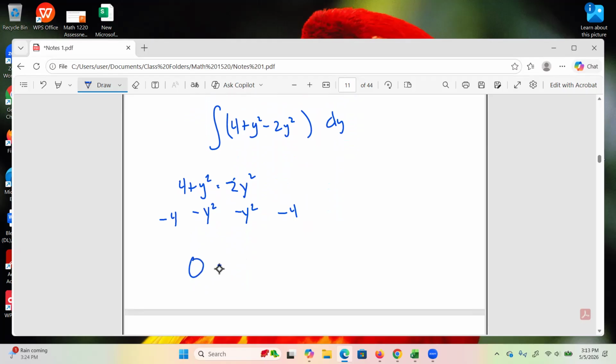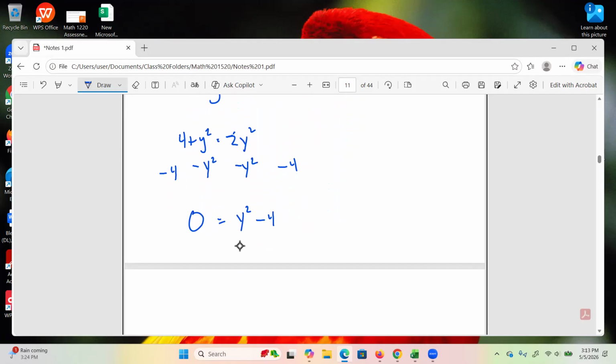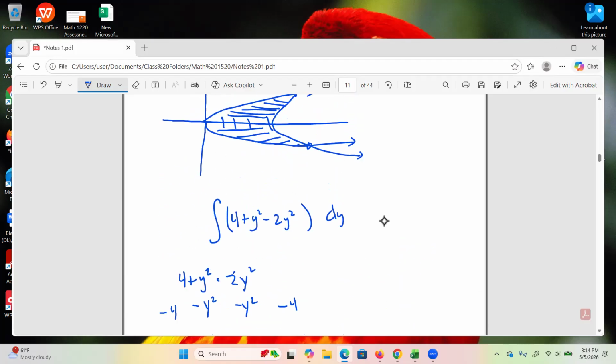So we have 0 equals 2y squared minus 1y squared, so y squared minus 4. Oh, not like I didn't pluck this one out of a textbook. So (y minus 2)(y plus 2) is equal to 0, y is equal to 2, or y is equal to negative 2. Okay, so those are my points of intersection.